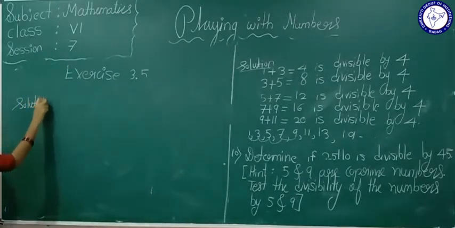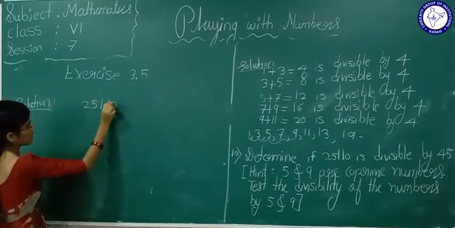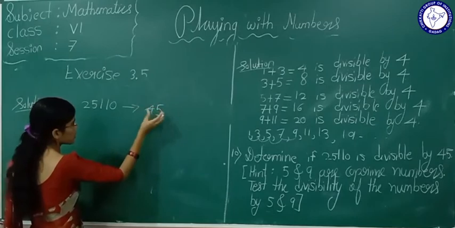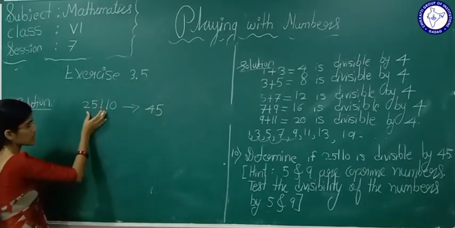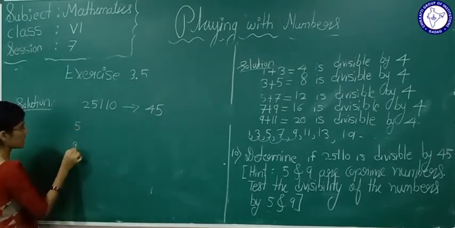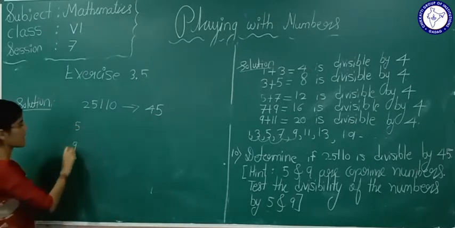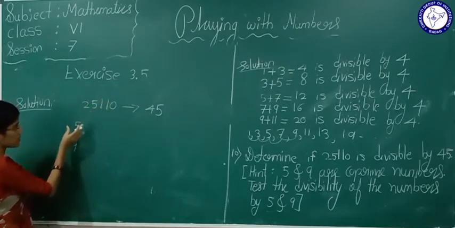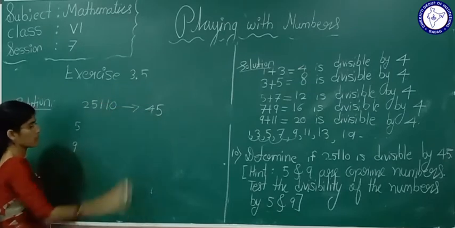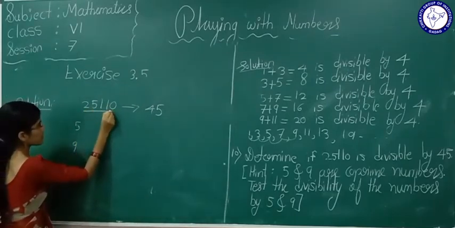Now see here, solution. The given number is 25110. They asked whether this number is divisible by 45. To test whether this number is divisible by 45, what we will do, now see here, 5 and 9 are two co-prime numbers. Yes or no? 5 and 9 are two co-prime numbers. 5 nines is 45. If this number is divisible by 5 and if this number is divisible by 9, definitely this number will be divisible by 45. Now see here, is 25,110 divisible by 5?